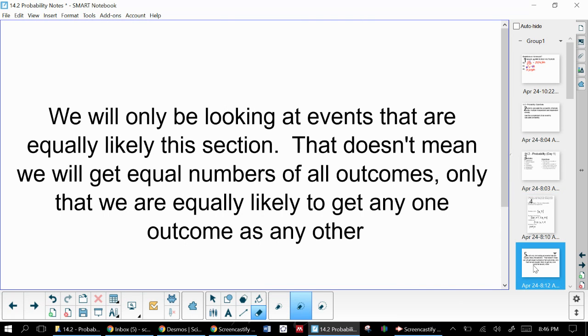Now, before we move on, just one quick note here. All of the things that we're going to be looking at are going to be events that are equally likely. So all that means is that we're talking about basically fair dice, where when we roll a die, we're equally as likely to get a 1 as we are to get a 6. Later on, we will talk about events where one outcome is more likely than the other, and that gets a little bit more complicated again. So for today, you're going to look at everything as being equally likely. That doesn't mean you're going to get that. If you flip a coin 10 times, it doesn't mean you're going to get 5 heads and 5 tails, just that you're equally likely to get a heads and a tail each time.